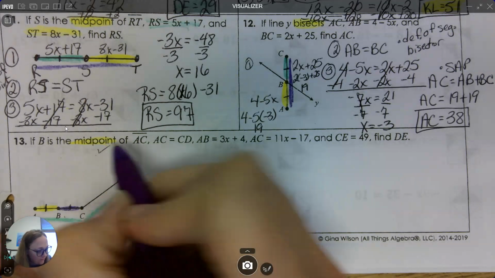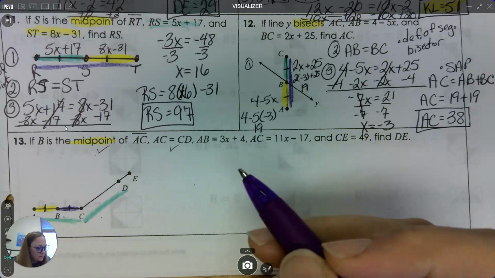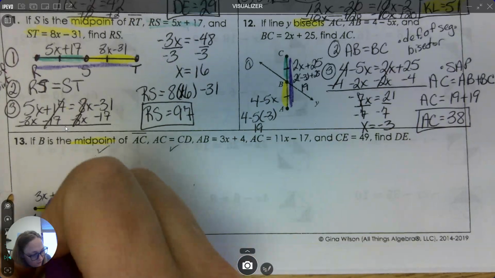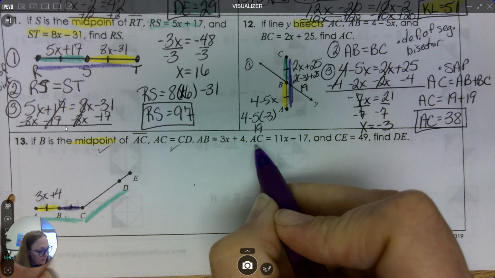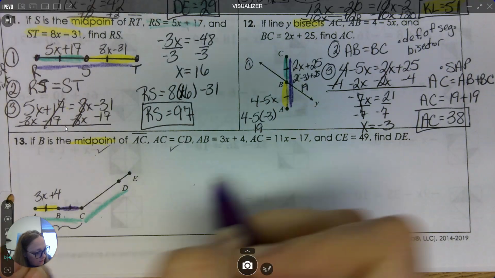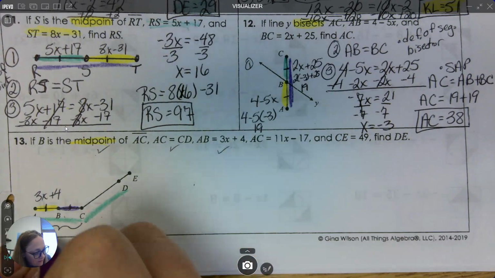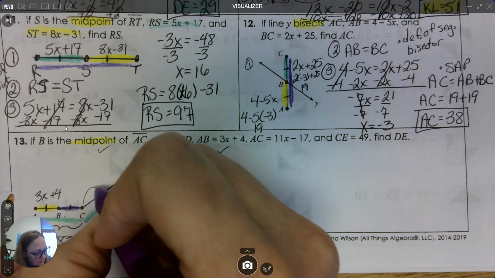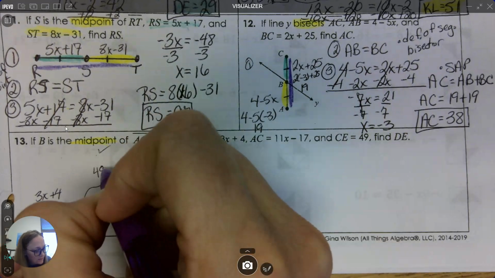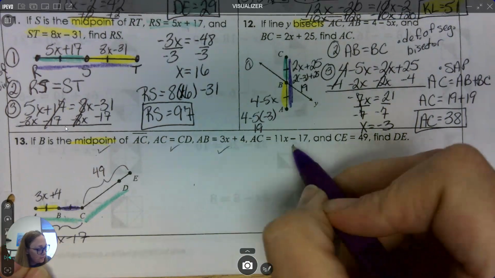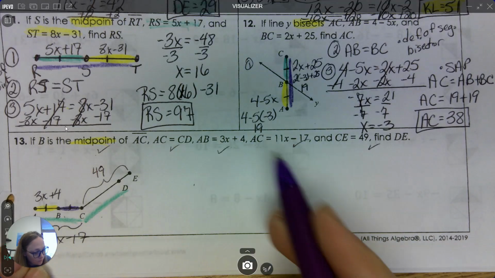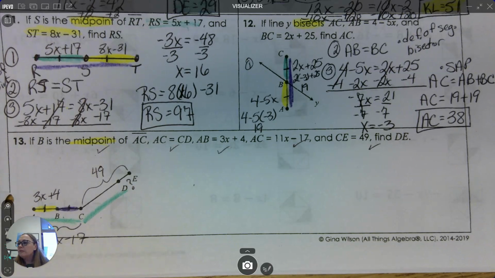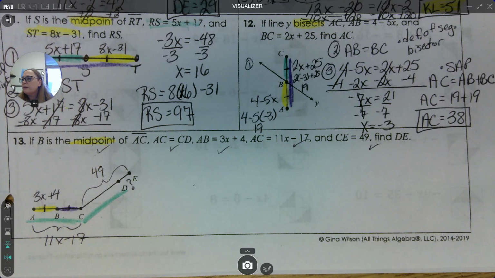So I've checked this one, I've gotten this one written down, and now AB is 3x plus 4. AC is this whole thing. I got that one. AC is 11x minus 17. And CE, which is this entire thing, they like to give you pieces, right, is 49. So I believe I have everything labeled, and I'm going to be solving for that guy right there. Okay, well, let me see if I can move my face out of your way here.